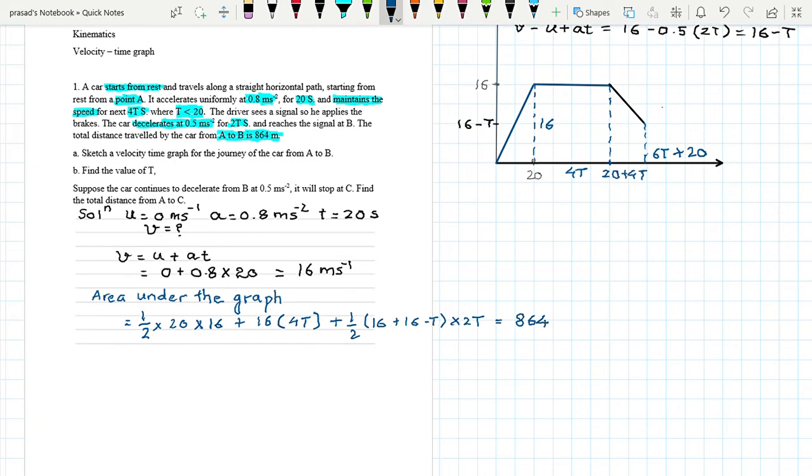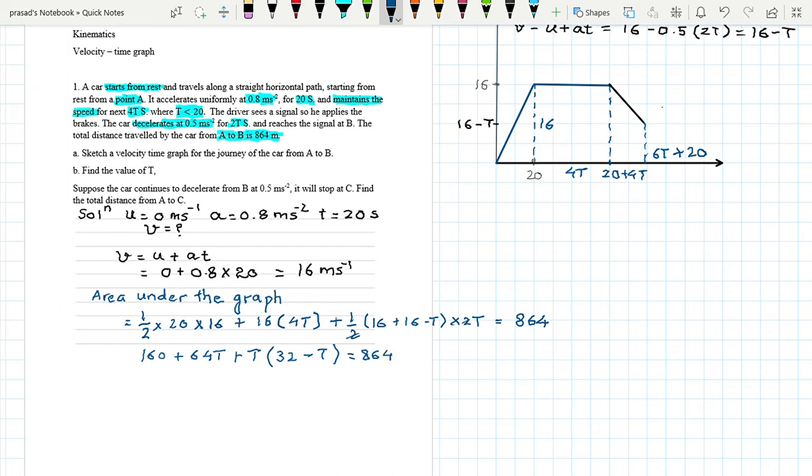Let us simplify this. So this is 160 plus 64t plus, now here 2 will get cancelled. So you are getting t into bracket 32 minus t, and that is 864.